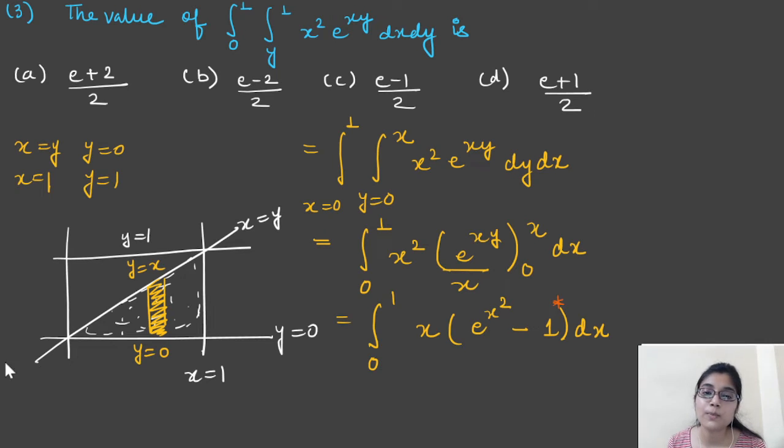So just look at the options. E minus 2 by 2, which option is correct? Obviously B option is correct. Okay. So coming to the next question that we will be doing.